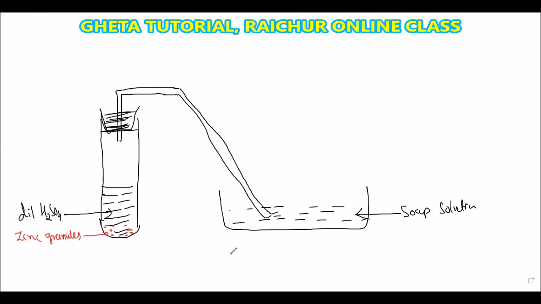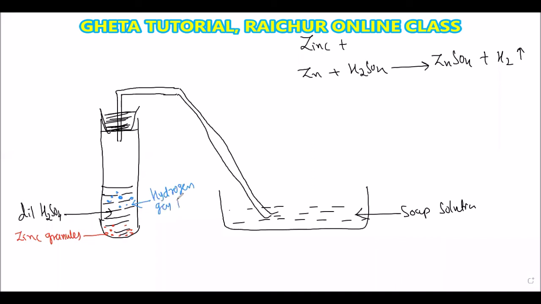So now what happens? Just now we wrote the reaction: when zinc reacts with sulfuric acid, Zn plus sulfuric acid, you know there is formation of zinc sulfate plus hydrogen gas. So hydrogen gas will start forming here. You can see some bubbles of hydrogen gas.